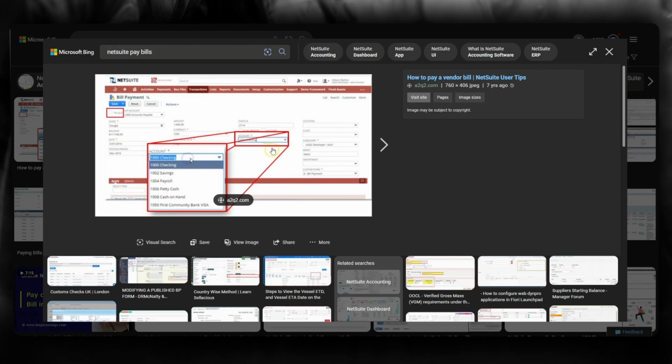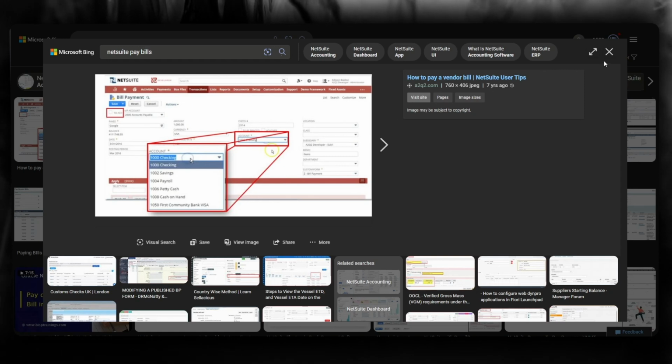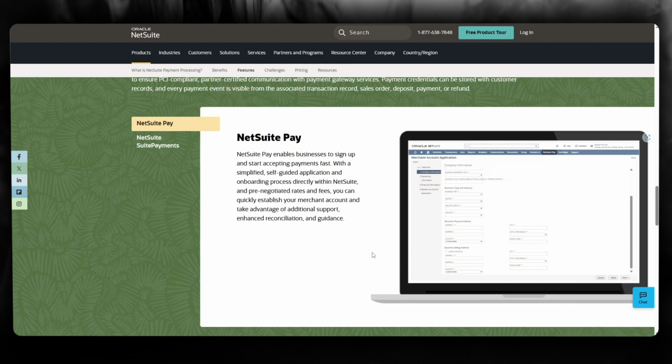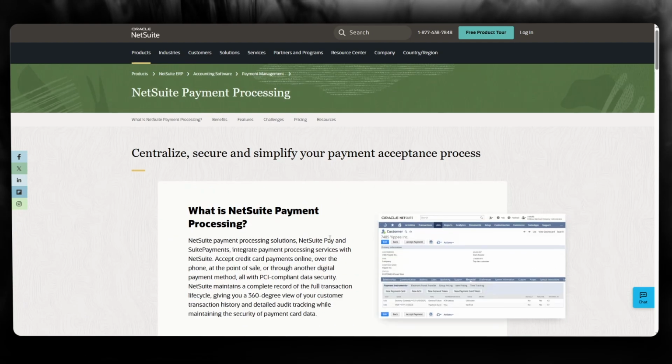Then you're going to add in the amount, make sure that the receipt and INR number for the bill matches up. And once you do that, you're simply going to go ahead and continue with paying your bill. And that is basically how you're going to be paying bills in NetSuite. So go ahead and try the NetSuite payment processing for yourself. And that is pretty much about it.